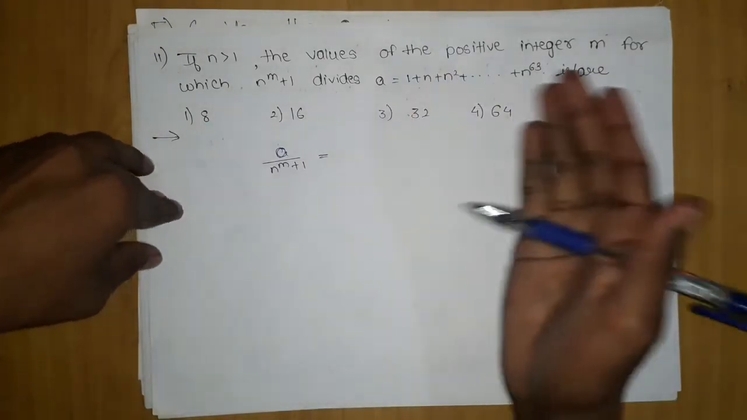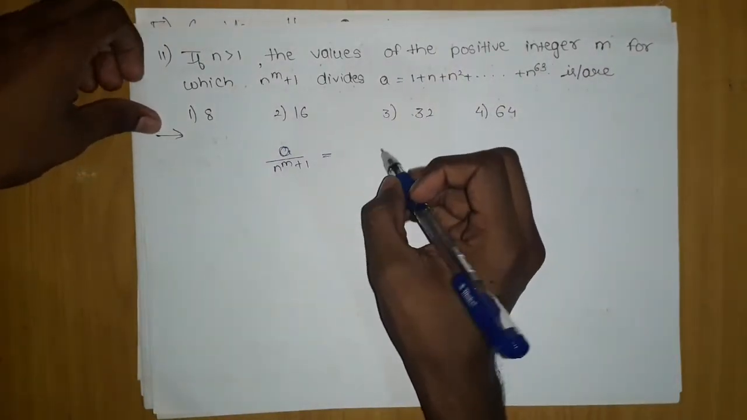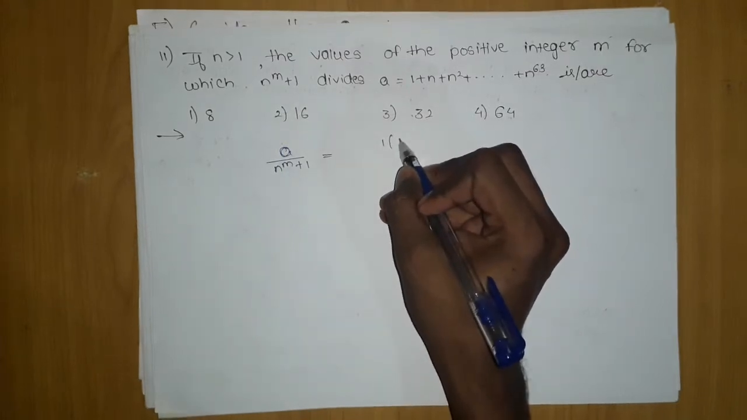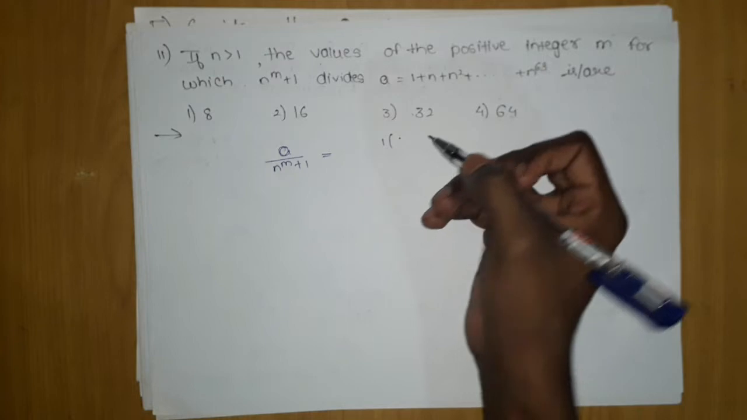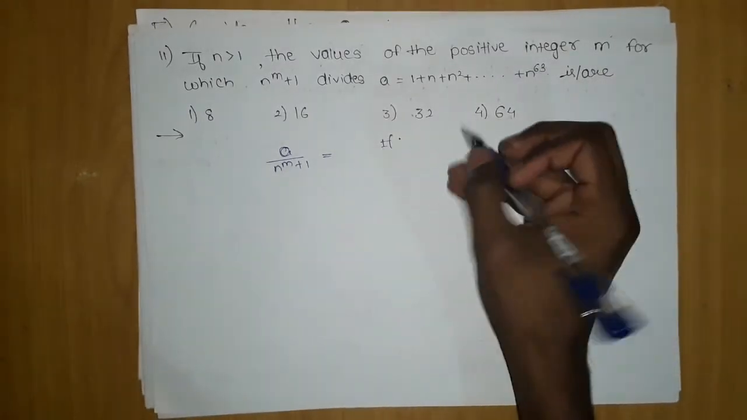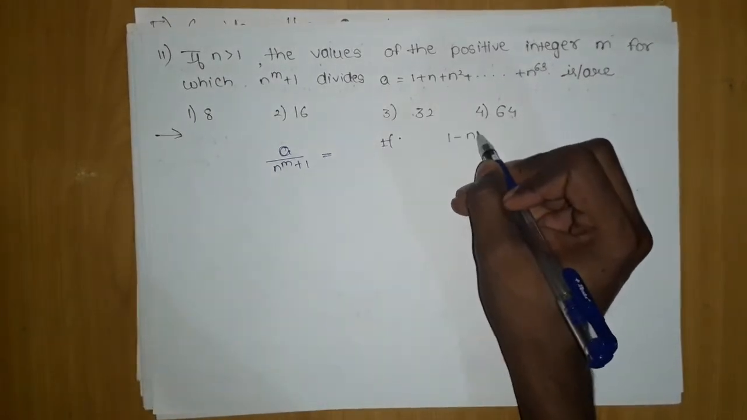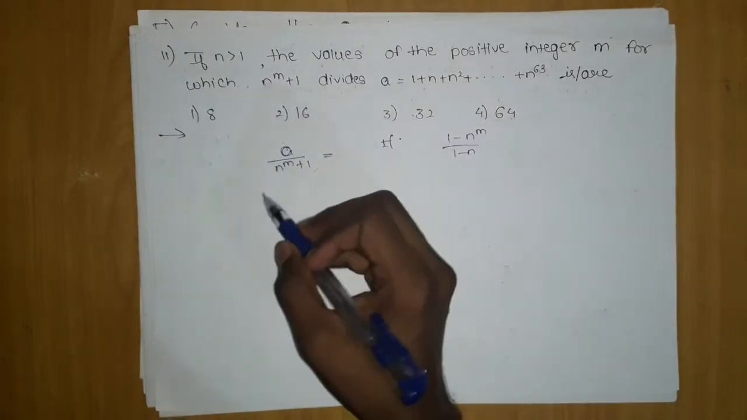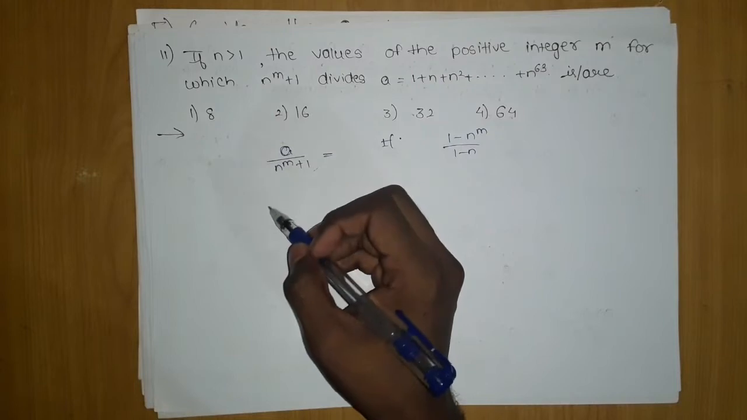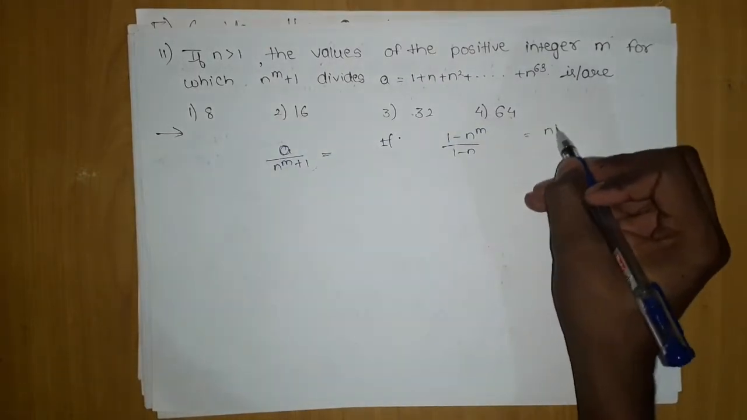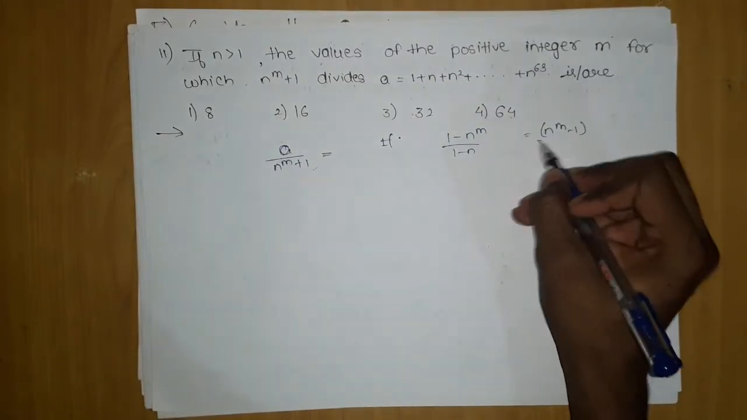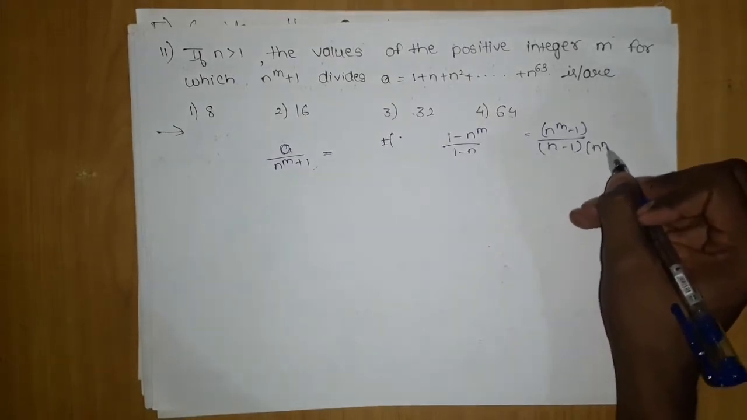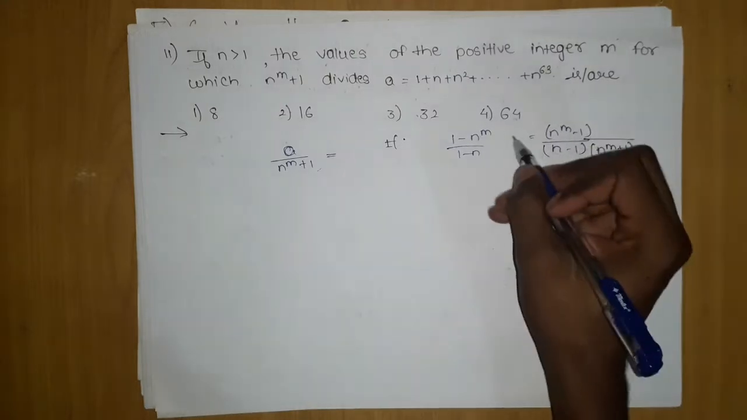Now you can easily see that it is a series. Mainly children make errors here. I'm telling you, 1 minus n power m, anyone can write this upon 1 minus n. Since the denominator is in this format, you should write like this. So n power m minus 1 upon n minus 1, that divided by n power m plus 1. It should be divisible.